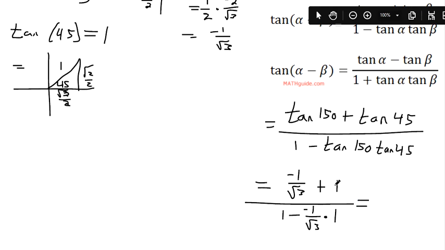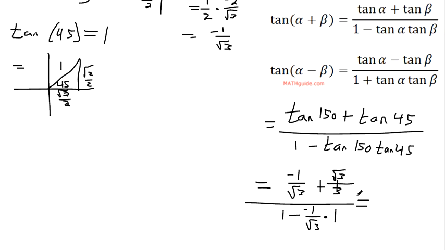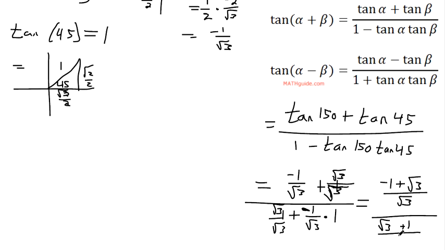Alright, so we could get common denominators here. This is the square root of 3 over 3, right? So the numerator becomes negative 1 plus the square root of 3 over square root of 3. This is the numerator of that top fraction. And then in the denominator, same type of thing. I'm going to change this to a plus because we're subtracting a negative. And so this is the square root of 3 over the square root of 3 plus 1. So square root of 3 plus 1 over the square root of 3 in the denominator.